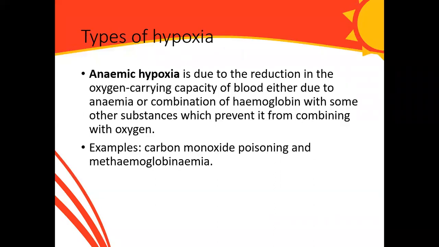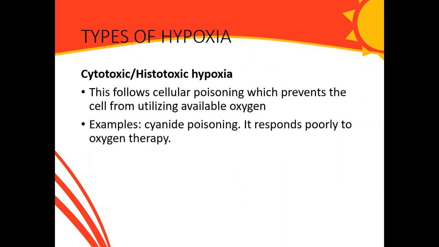Compared to anemic hypoxia, for instance, where the issue is reduction in the oxygen carrying capacity of the blood, obviously you will increase oxygen delivery, oxygen concentration, but the only way to deal with this is to also give blood, so that you can enhance the oxygen carrying capacity of the blood. Cytotoxic hypoxia has to do with cellular poisoning, which is caused at the mitochondrial level. This kind of hypoxia responds very poorly to administration of oxygen.